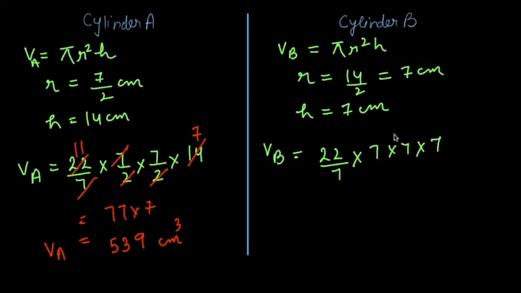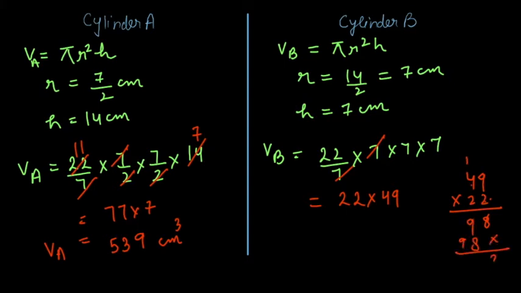So what we can cancel? We can cancel this. You are getting 22 into 49. Let's multiply it. How much it will be? 2 9s are 18, 1 carry, 2 4s are 8 plus 1 9. Again, and this gives you 1078 centimeter cube.